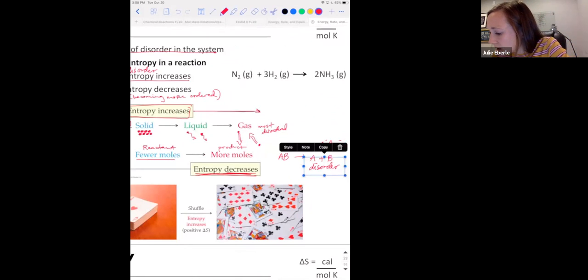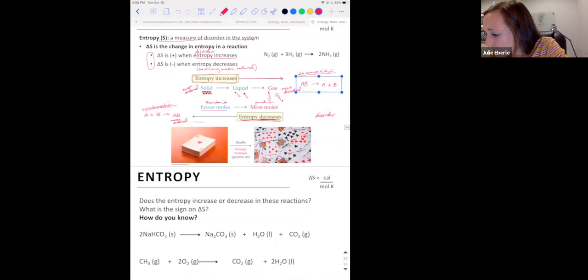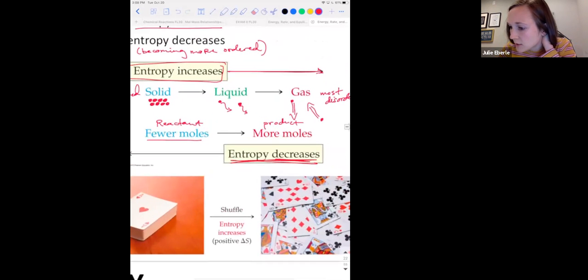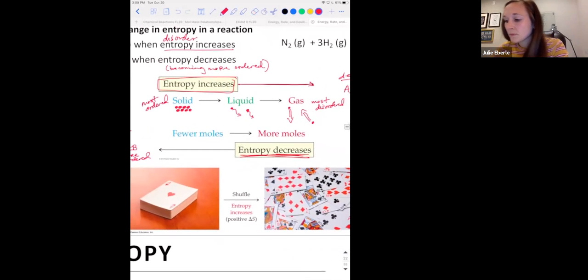I should move this up here because this actually matches the arrow up here where it says entropy is increasing. Any questions so far on that? And I'm going to erase the words reactant and product right here, because you don't always have fewer moles on the reactant side and more moles on the product side. That was just if entropy increases.